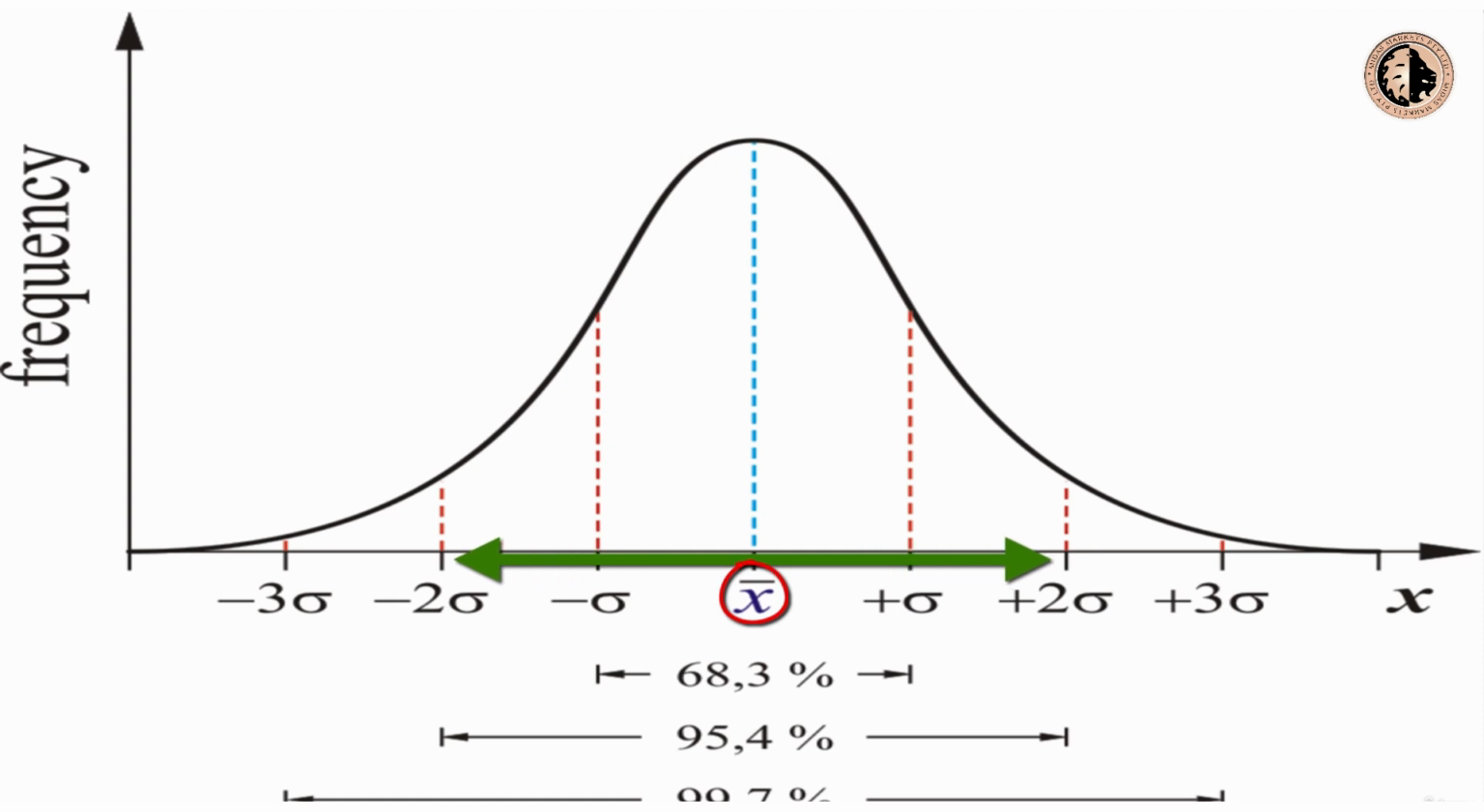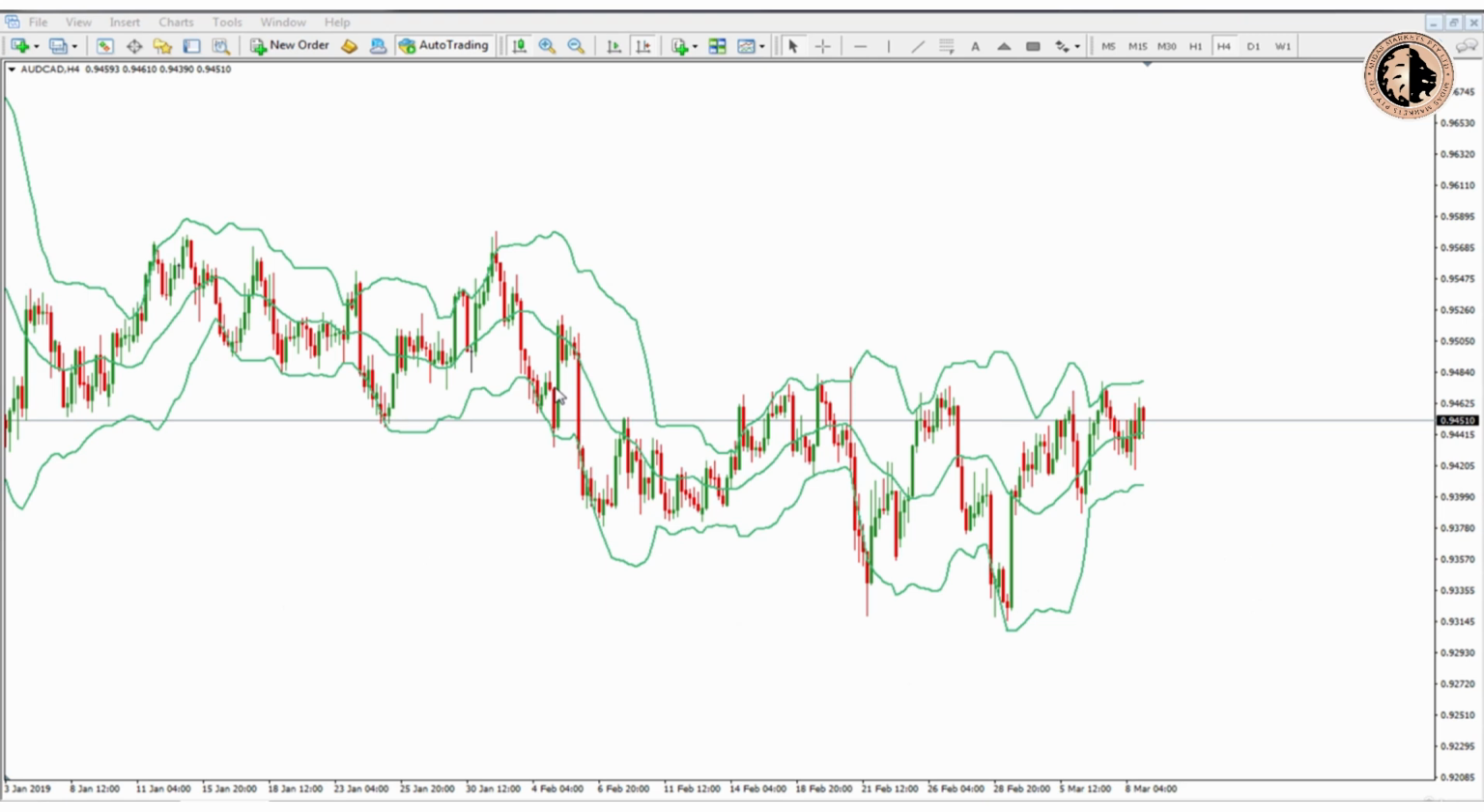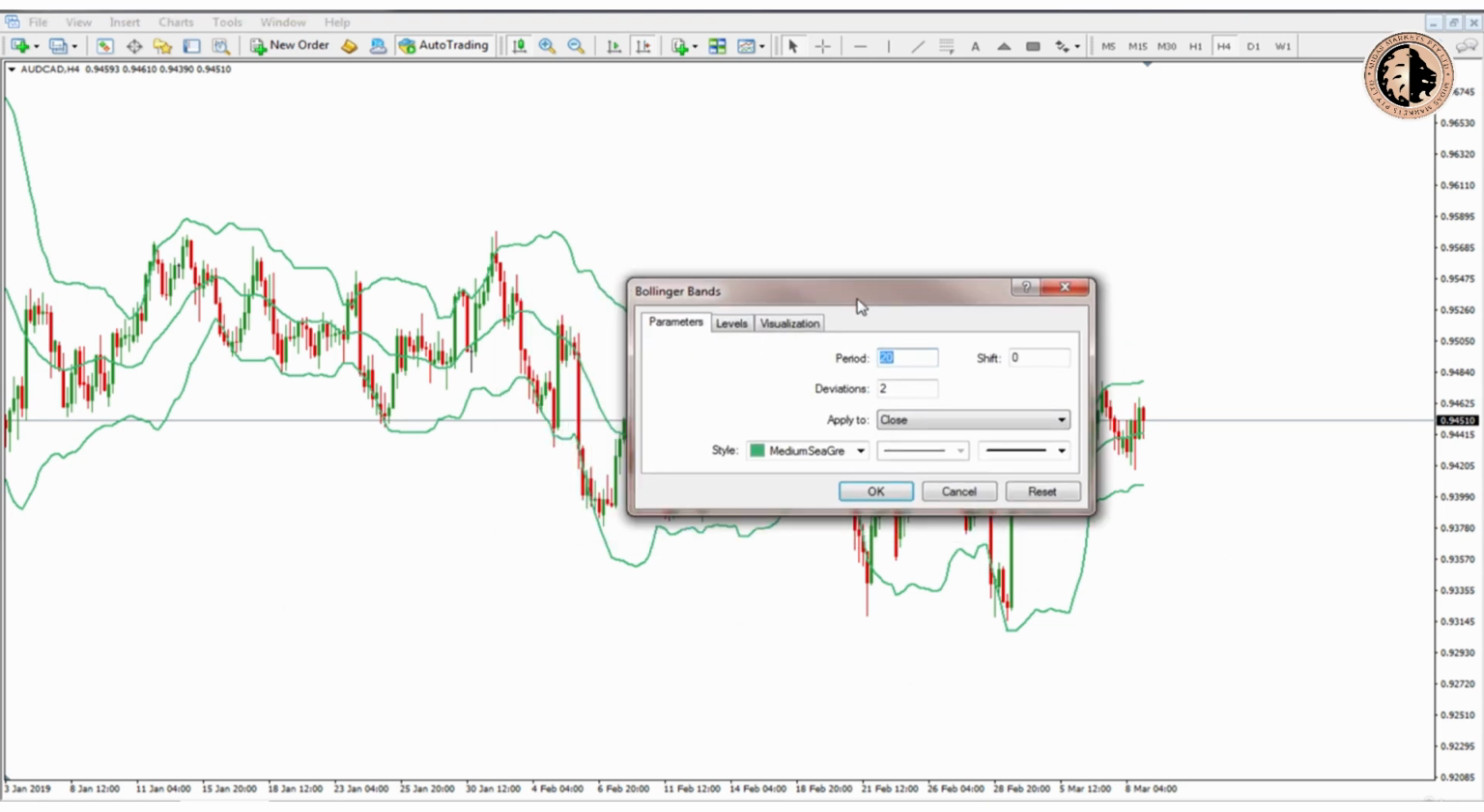From -1 to 1, the standard deviation of 2, that means -2 to 2, tells us that 95.4% of the total observed data will be in this range, while the standard deviation of 3, from -3 to 3, tells us that of the total observed data, 99.7% will be within that range. What does all this mean for us?